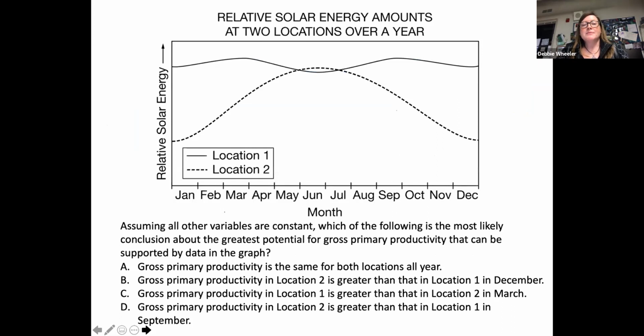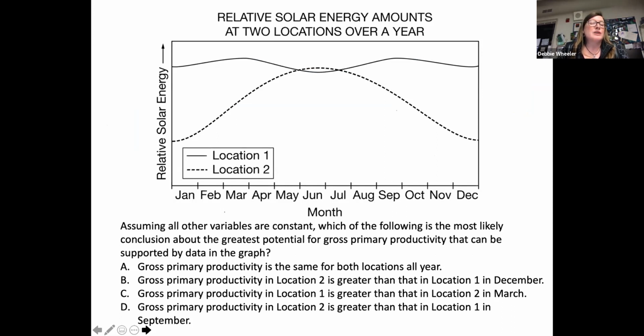It is very possible on May 18th, when you take this exam, they're going to ask you to look at a diagram and interpret a diagram. So please take a minute to look at this one. It's titled Relative Solar Energy Amounts over 2 locations over a year. And there is a multiple choice question associated with this.